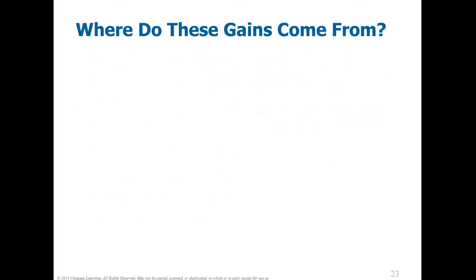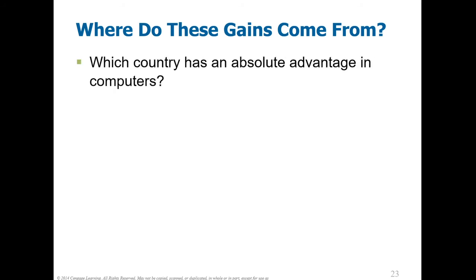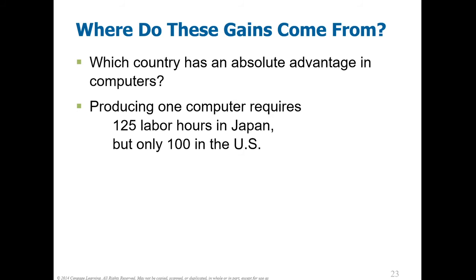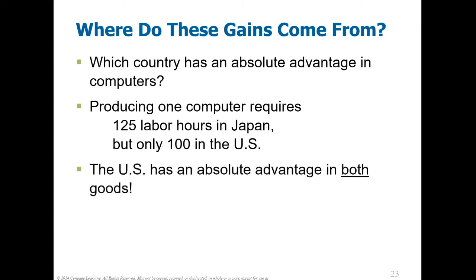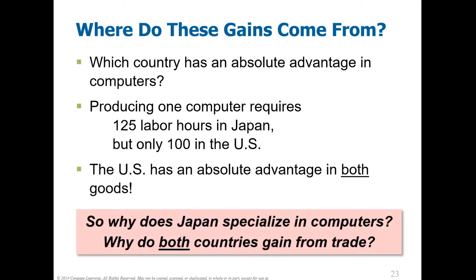All right? Which country has an absolute advantage in computers? Producing one computer requires 125 hours in Japan, but only 100 hours in the U.S. Therefore, the U.S. has the absolute advantage in both goods. Okay, so when you see that, you would think to yourself, what's the point of trading with Japan when the U.S. is better at wheat and better at computers? Right? But that's the thing. We're not looking at absolute advantage. We want to look at a thing called comparative advantage.